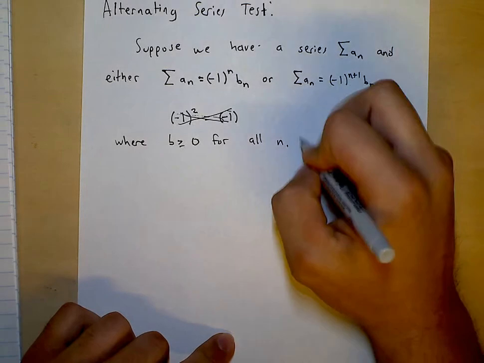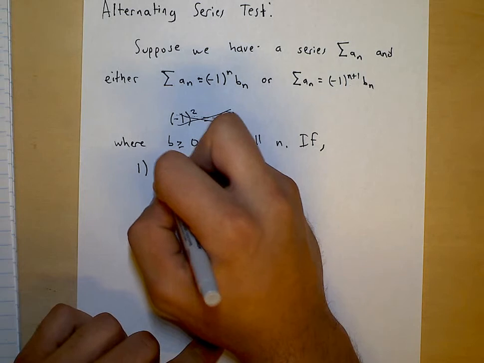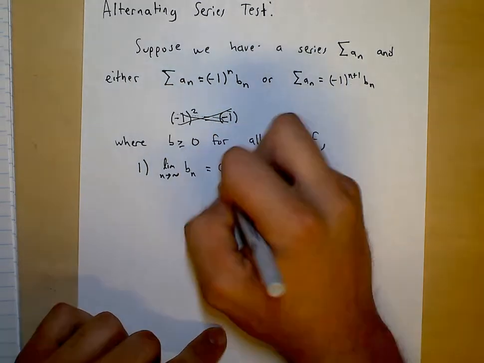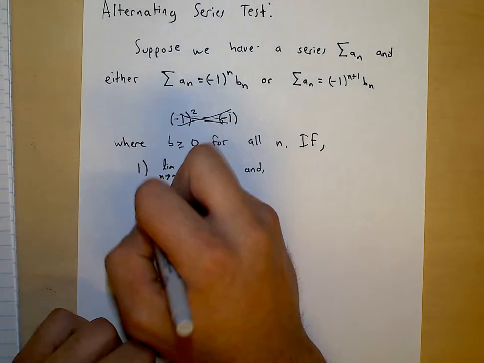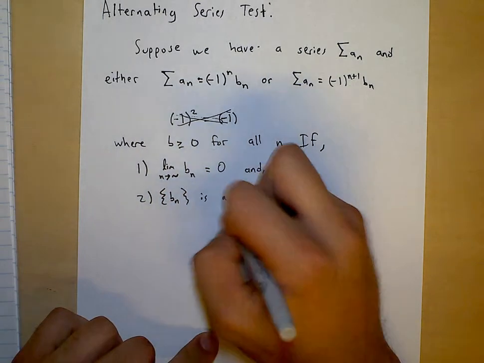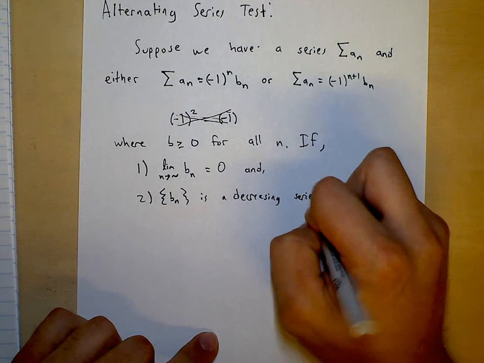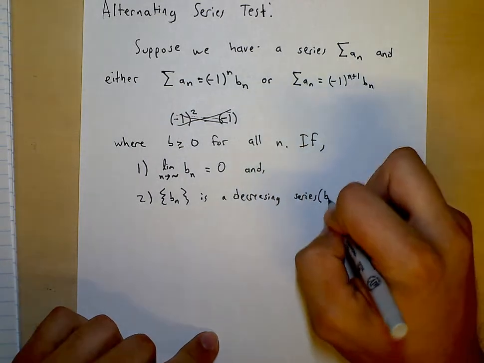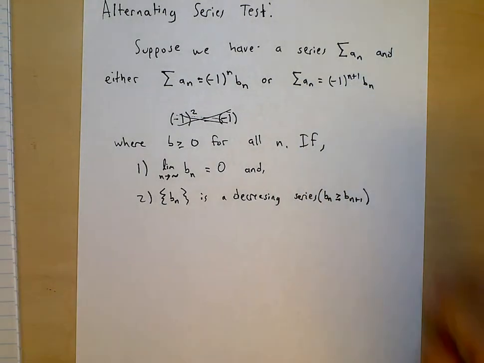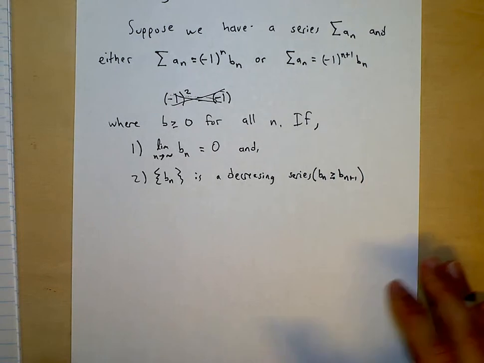So then, if first, the limit as n approaches infinity of b sub n equals 0, and second, that this b sub n is a decreasing series, or in other terms we could say b sub n is greater than or equal to b sub n plus 1, then we meet the criteria for the alternating series test.